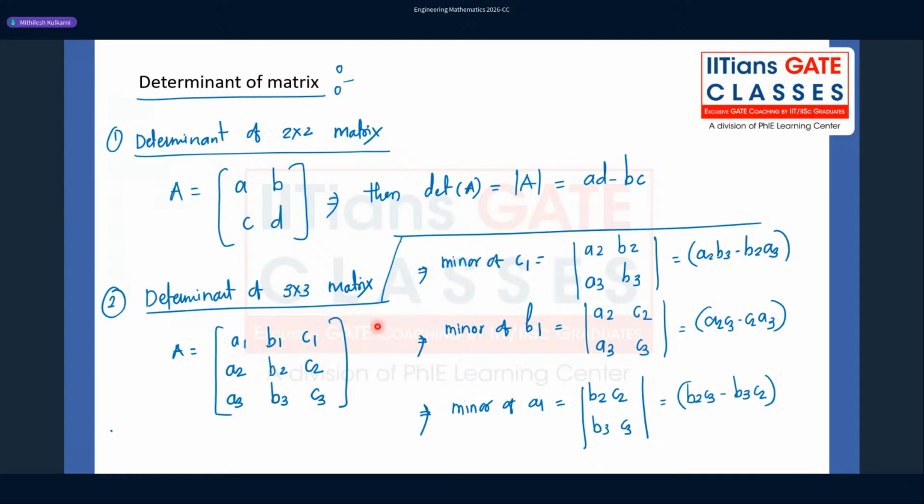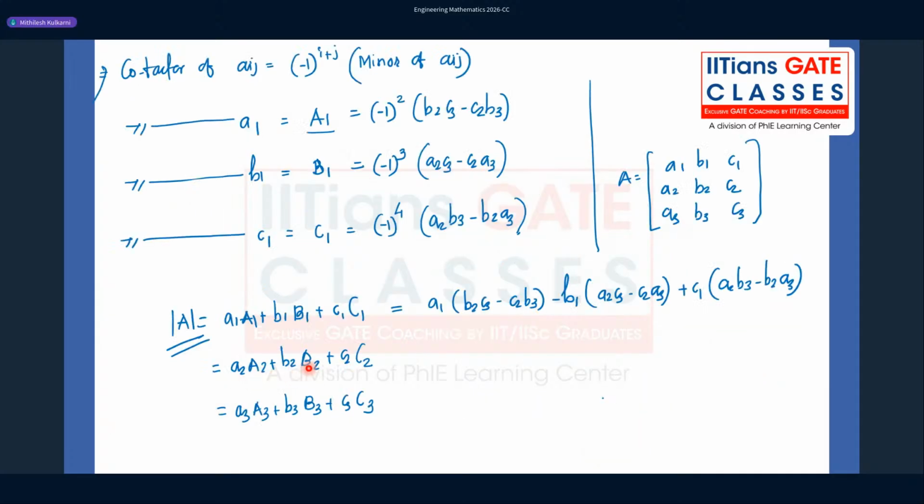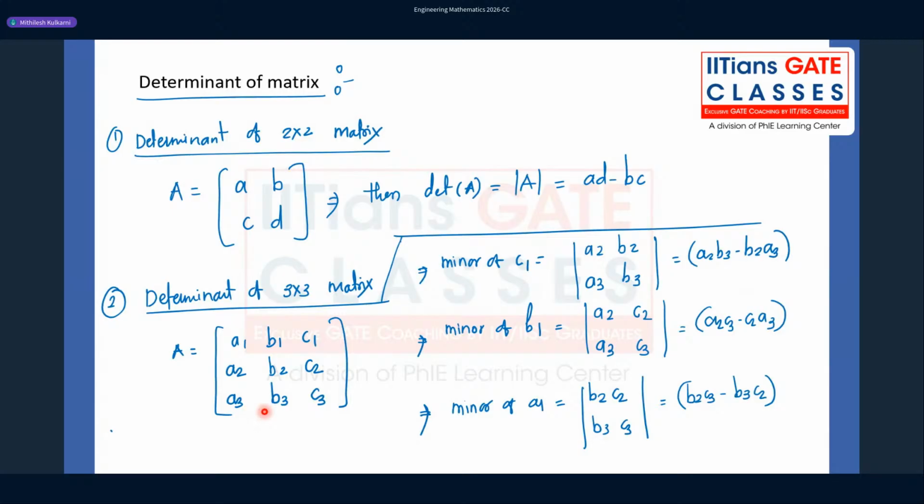You can also calculate the determinant considering the second row: a2 capital A2 plus b2 capital B2 plus c2 capital C2. Capital A2, capital B2, and capital C2 are the cofactors of a2, b2, and c2. Or you can also consider the third row and write a3 capital A3 plus b3 capital B3 plus c3 capital C3, and capital A3, B3, C3 are the cofactors of these three. And the same thing you can do for columns as well. You can calculate the determinant considering the columns as well.